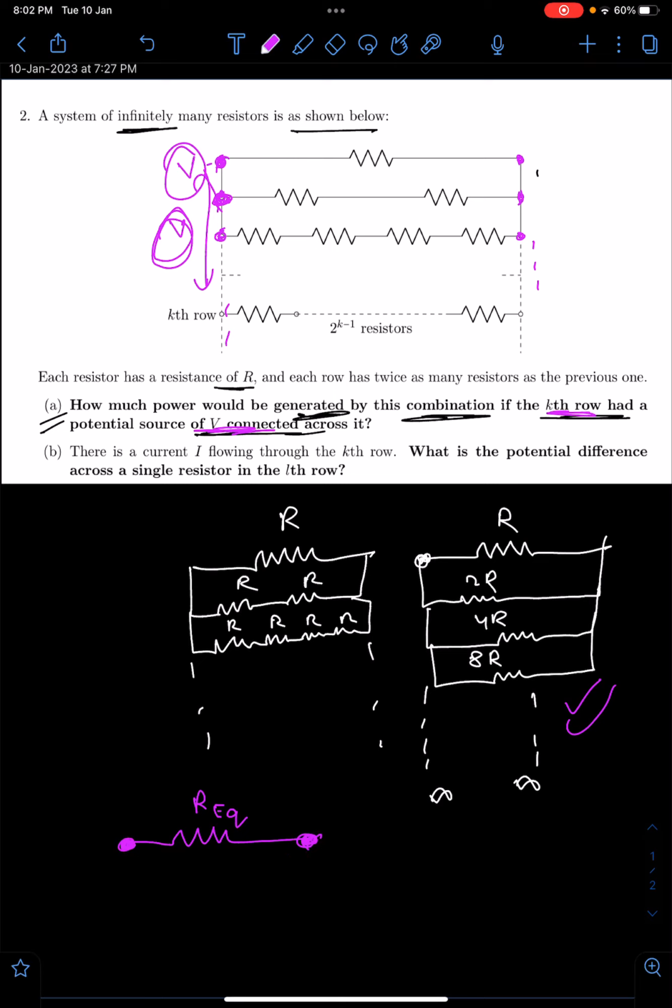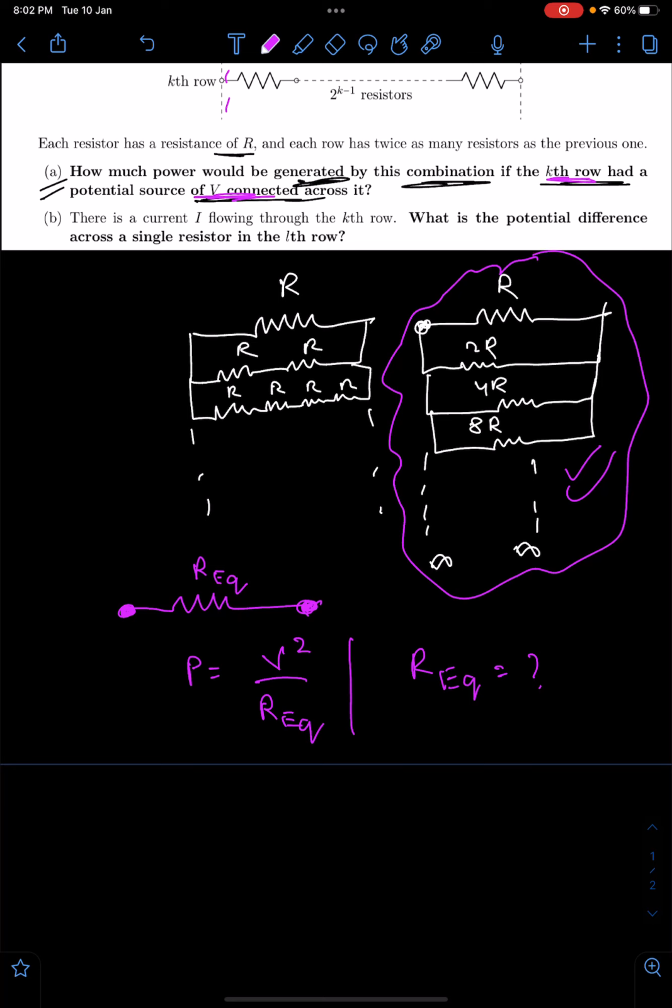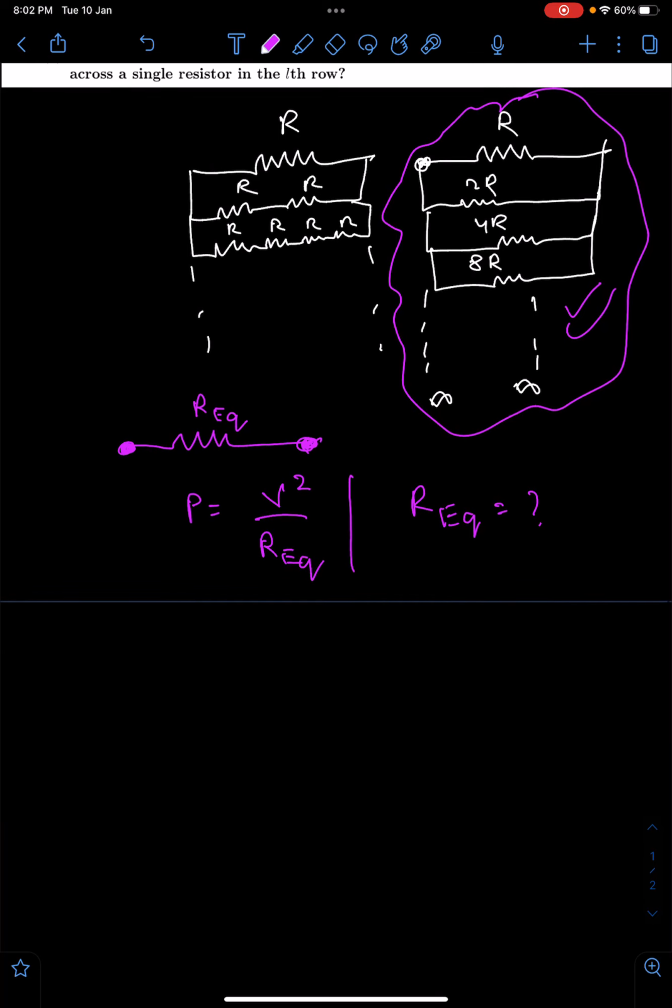Agreed? So now our challenge is, we know that power will be equal to V square by R equivalent for this combination. So now our task is just to find R equivalent. So how will we find R equivalent? Now look at this figure. These are all in parallel. So what is the resistance of parallel?